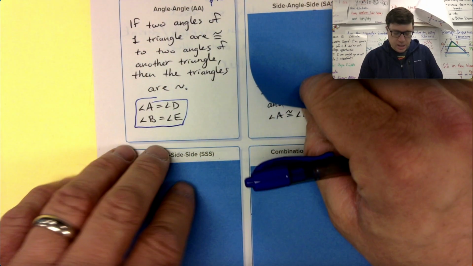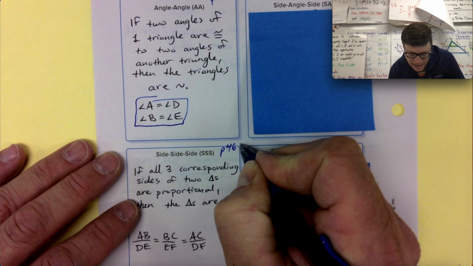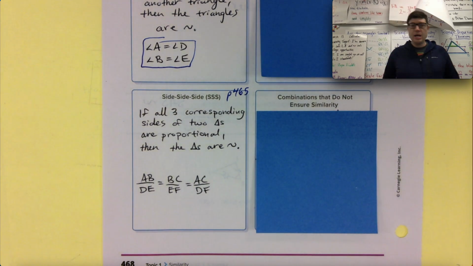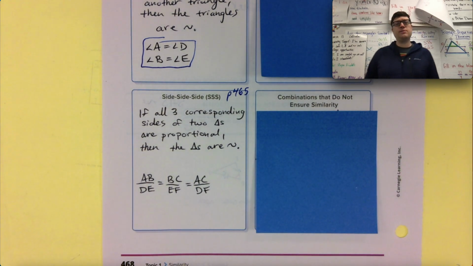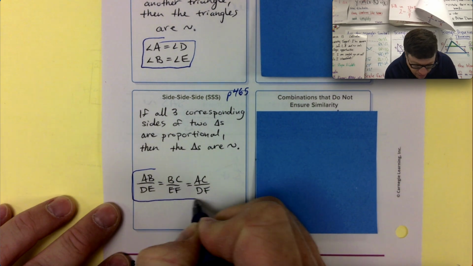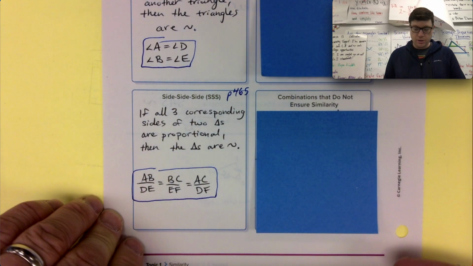Let's go with the next one we did, on page 465, which was side-side similarity. Again, pause the video and write, and then come back and maybe listen. If all three corresponding sides of two triangles are proportional, then the triangles are similar. You have to show all three fractions. You must show them in order to be able to say that that's true.